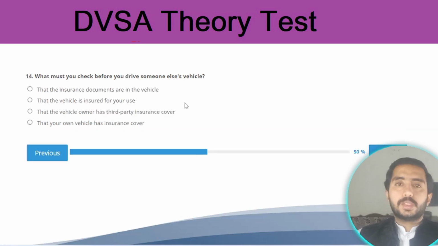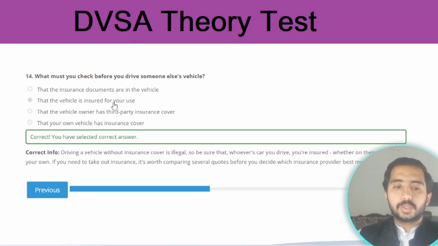Next one, question number 14. What must you check before you drive someone else's vehicle? If you are driving someone else's vehicle, you need to ensure that the vehicle is insured for your use.